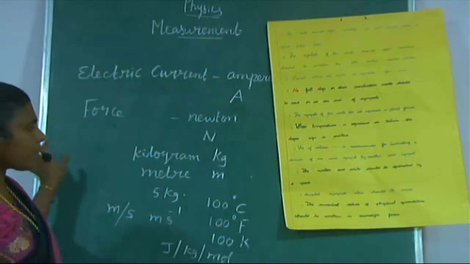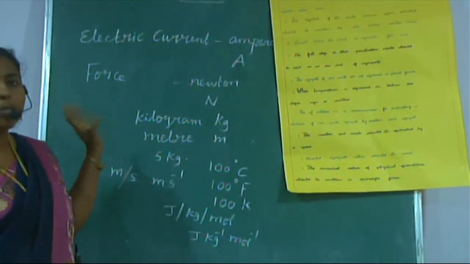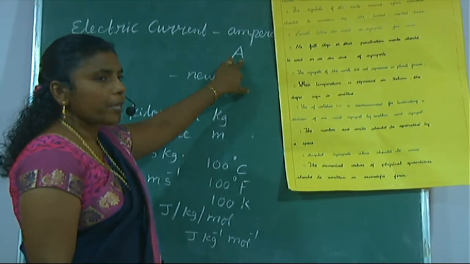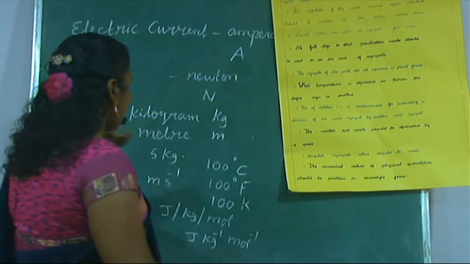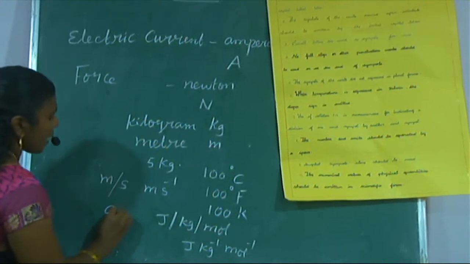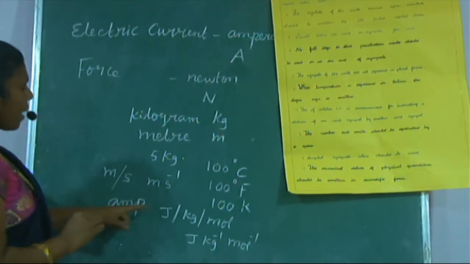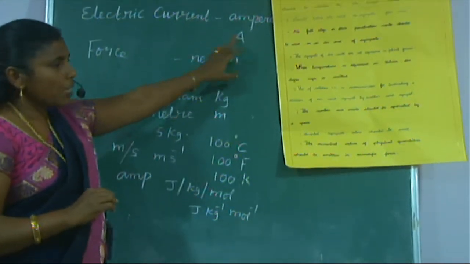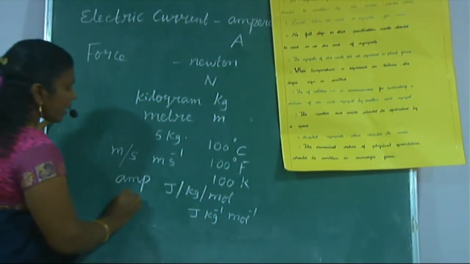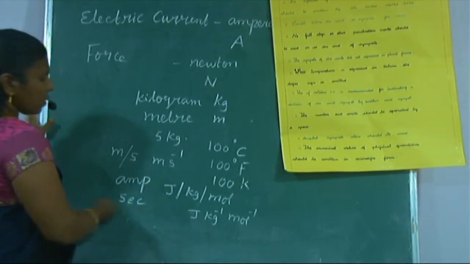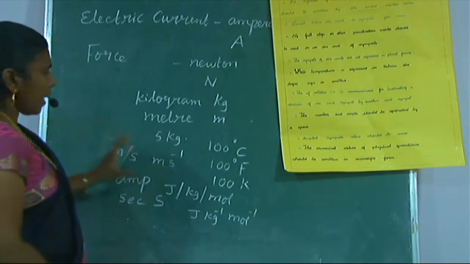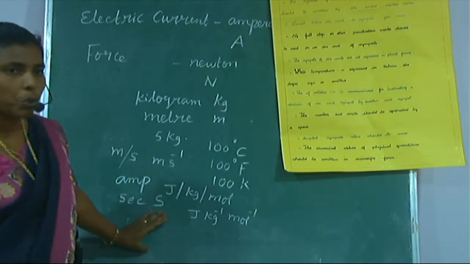The next one, only accepted symbols should be used. What is the symbol of ampere? A. This is the only accepted symbol. Don't use amp, A-M-P, for ampere. The accepted symbol is capital A. Similarly for second, the symbol is s. The others are not accepted. Only accepted symbols we have to use.